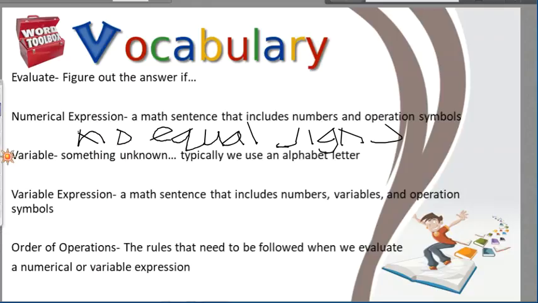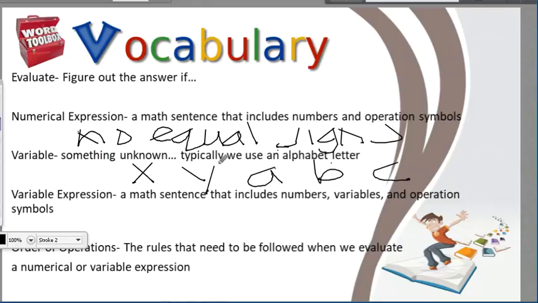The next one I want you to write down is a variable. In math, we just use a variable to stand in for something that we don't know. Typically we use an alphabet letter, but we could use something else if we wanted to. Sometimes people might use different symbols or shapes, or basically you can have anything stand in for something that you don't know. But in math, you're typically going to see X, Y, A, B, C. These are the most common variables that we use.